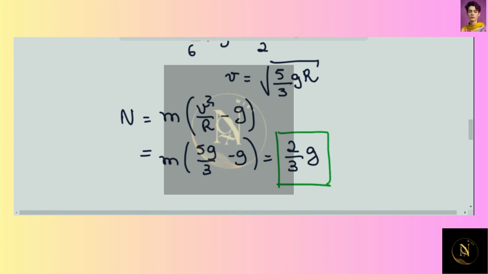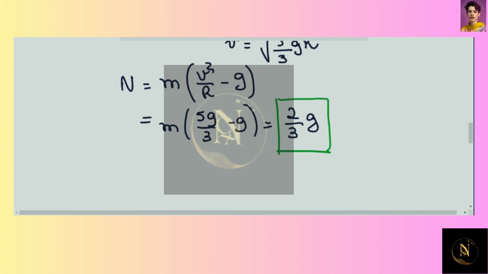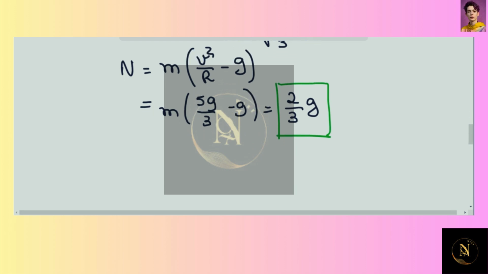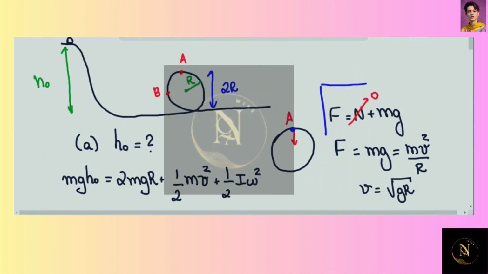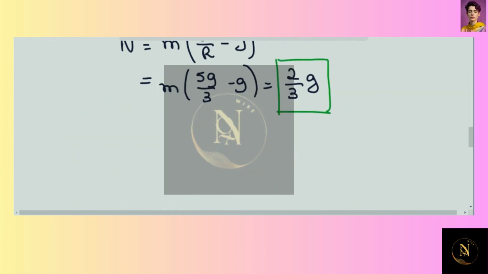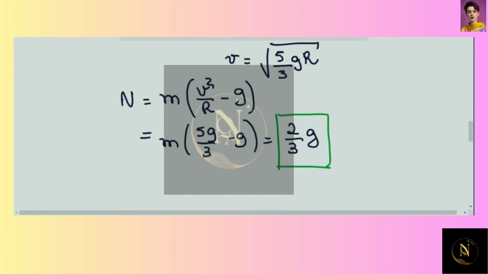And we have to compare this with the normal force that is exerted on the object when the object rolls without slipping. In that case, remember that we assumed that n would be equal to 0, up here, because we wanted the minimum value of h0. So in the case of question A, n would be equal to 0. And this concludes our exercise.